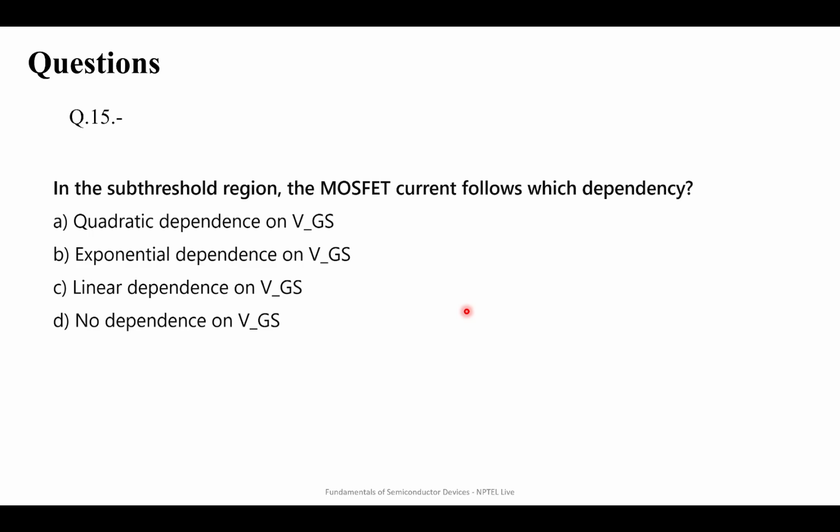So in the subthreshold region, the MOSFET current follows which dependency? Quadratic dependence on VGS, exponential dependence on VGS, linear dependence on VGS, no dependence on VGS. Sir, exponential dependence, sir. That is correct. The answer would be exponential dependence on VGS.